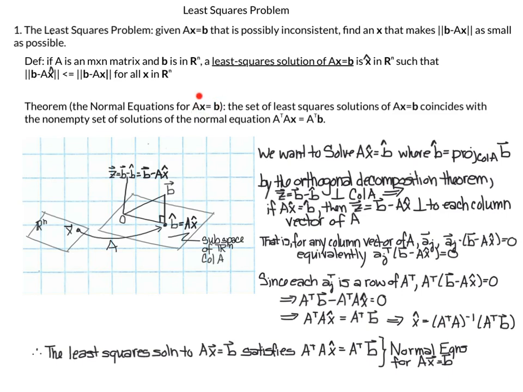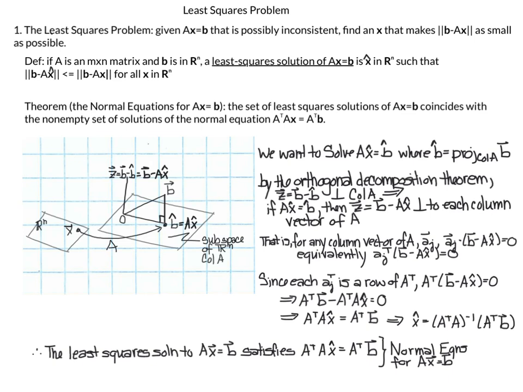In other words, this equation is inconsistent. It doesn't have a solution. There's no X that you can multiply A by to get B. So what we wanted to do is find the best approximation. And by the best approximation theorem, this B hat, which is in the column space of A, is the one that is the orthogonal projection of B onto the column space of A.